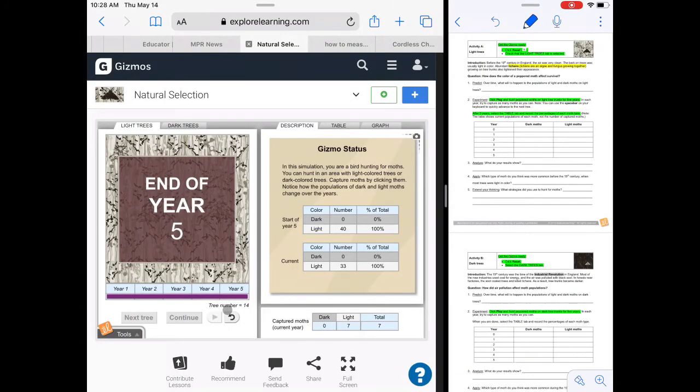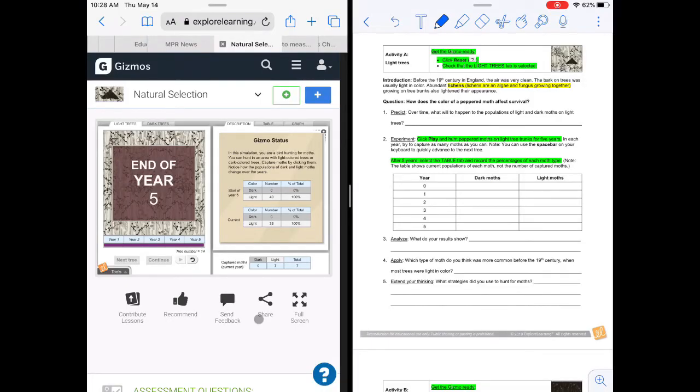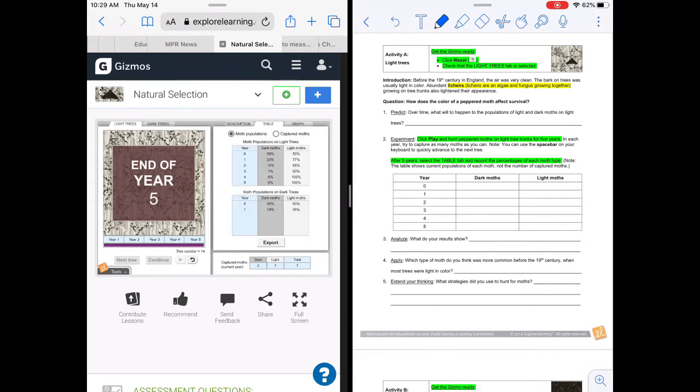So I have now completed year 5 in our simulation of the birds hunting for moths. And now if you look at our packet that we're going to be filling in, we have just finished step 2 here where I've got the gray dot. It says after 5 years, you're going to select the table tab and record the percentages of each moth type. So if you look over on the gizmo, where I've got the gray dot here, there's a tab that says table. So you're going to tap on that, and it will give you this chart. And this is the one we're going to be looking at, the first one.